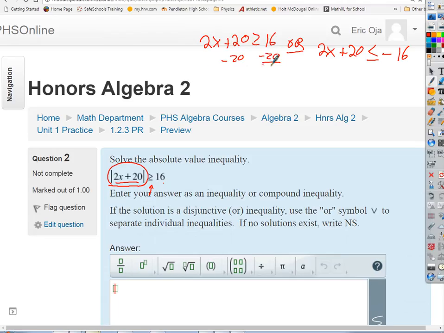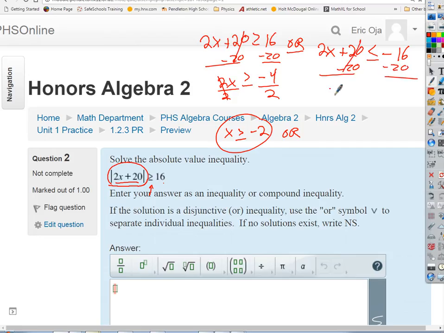Subtract 20 from both sides and get 2x is greater than or equal to negative 4. Divide by positive 2, so there's no reason to switch the inequality. And we get x is greater than or equal to negative 2. Or, what do we end up on this side? Well, we subtract negative 20 from both sides. We get 2x is less than or equal to negative 36. Divide both sides by 2, and we end up with x is less than or equal to negative 18.